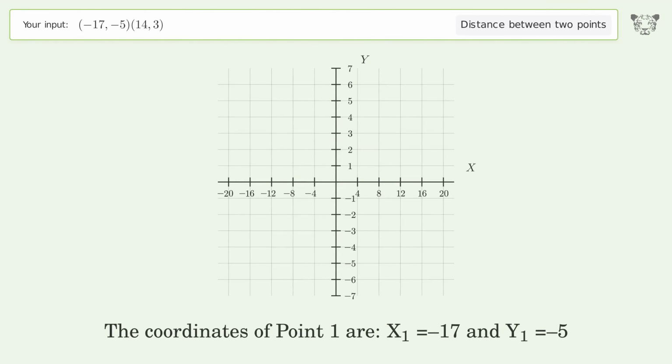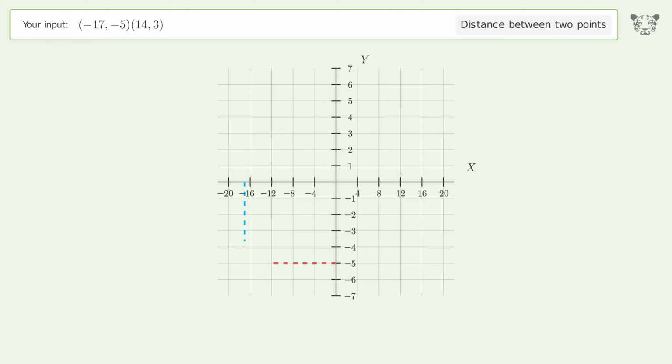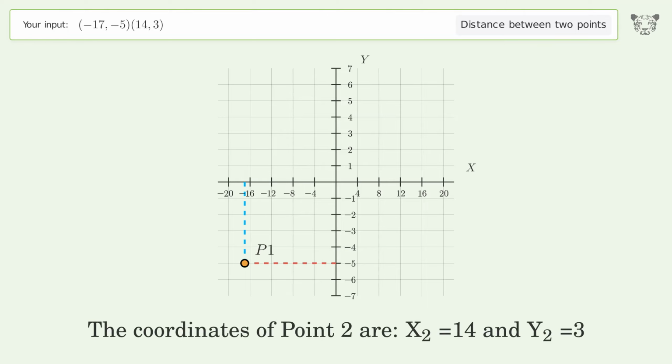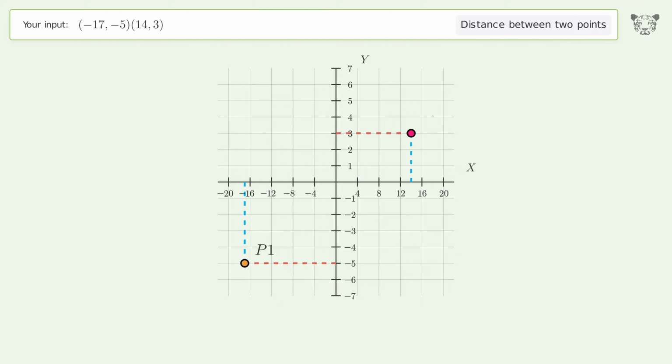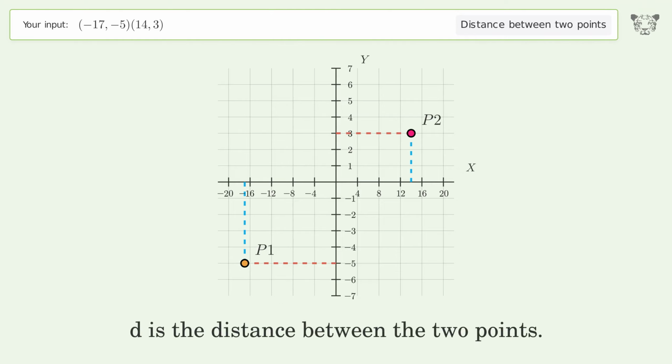The coordinates of point 1 are x1 equals -17 and y1 equals -5. The coordinates of point 2 are x2 equals 14 and y2 equals 3. D is the distance between the 2 points.